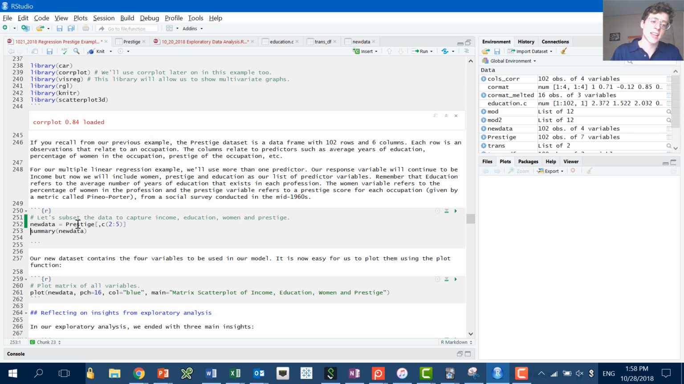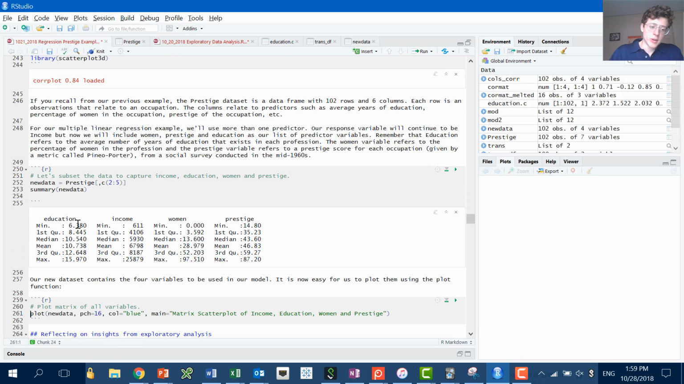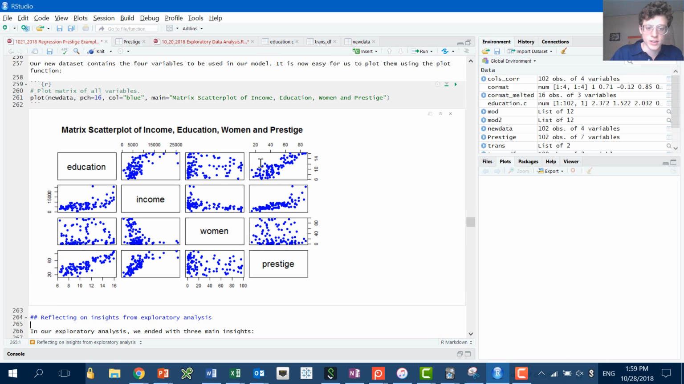So you don't need to subset the data set, but I am here, just to make it a little bit cleaner. So here we go. Let's plot this. This is going to show us the relationship between these 4 variables. Again, we have correlation here. Looks like women and income are negatively correlated.